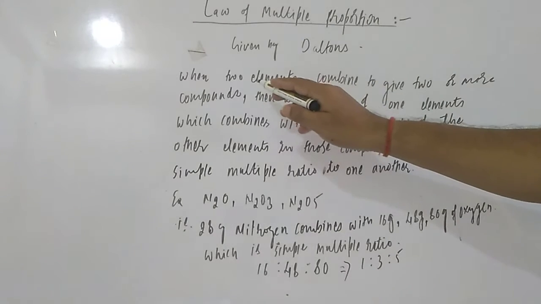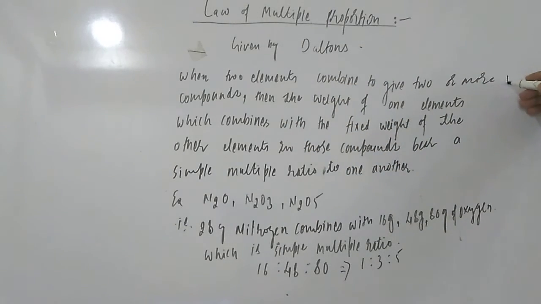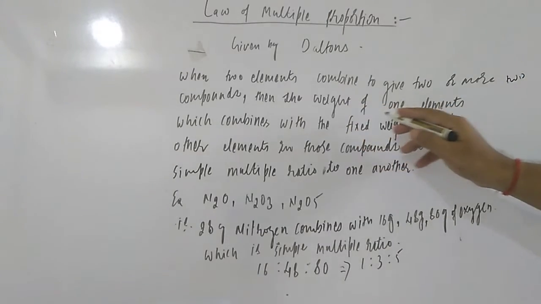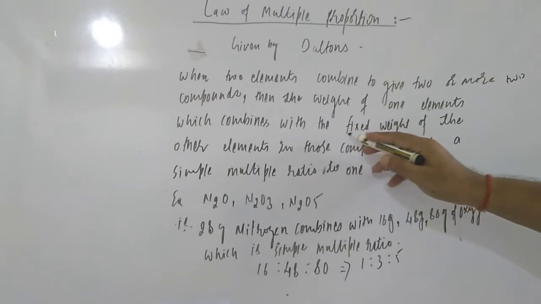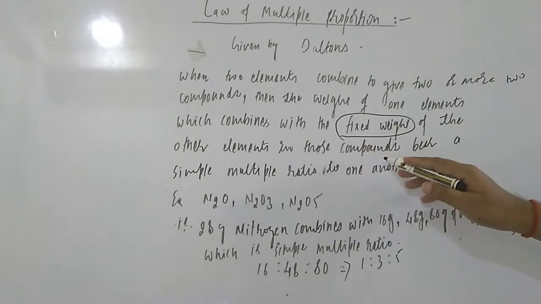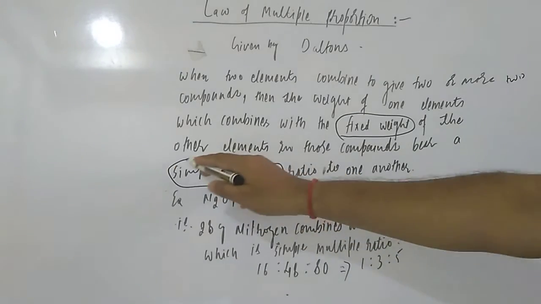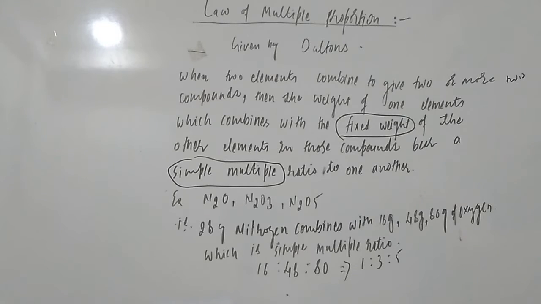See, student, when two elements combine to give two or more than two compounds, then the weight of one element which combines with a fixed weight of the other element in those compounds bears a simple whole number ratio. Dear student, how can you understand? If you want to understand this concept, you have to understand it with the help of an example. It means that the mass of one element is fixed, and then the other element gets combined.